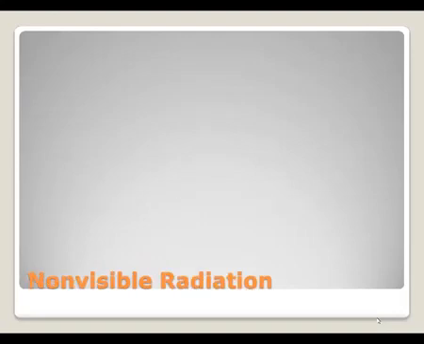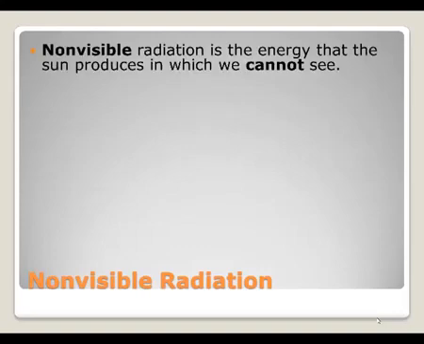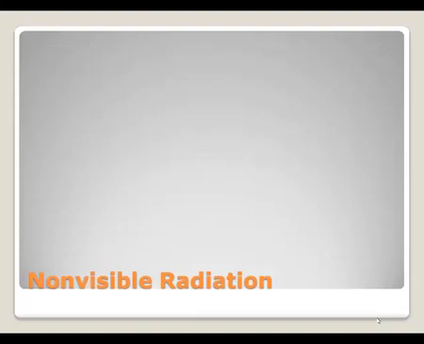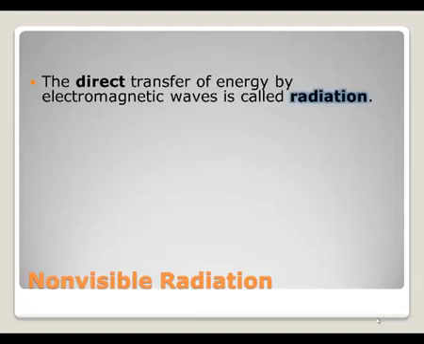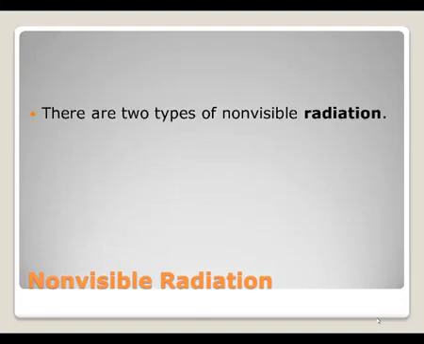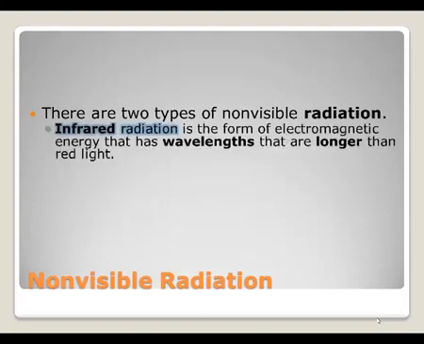The non-visible radiation. Non-visible radiation, as it suggests, is the radiation or the energy that the sun produces that we cannot see. The direct transfer of energy by electromagnetic waves is called radiation. There are two types of non-visible radiation.